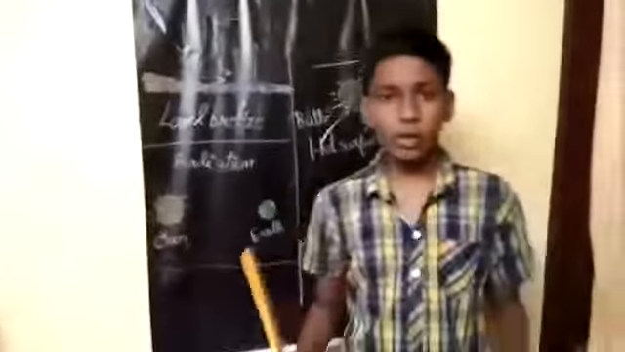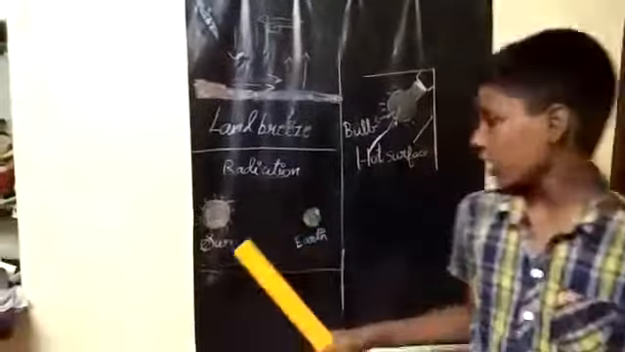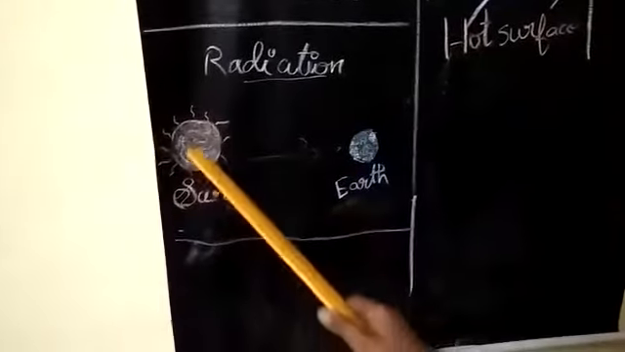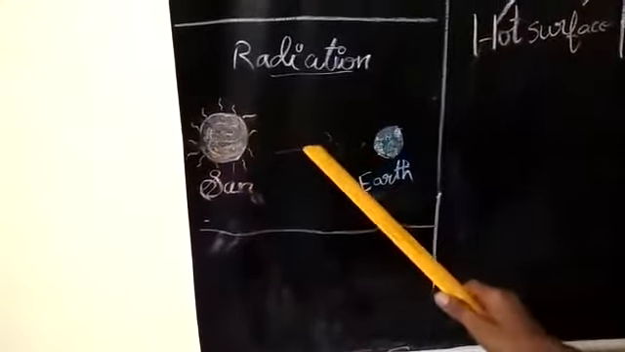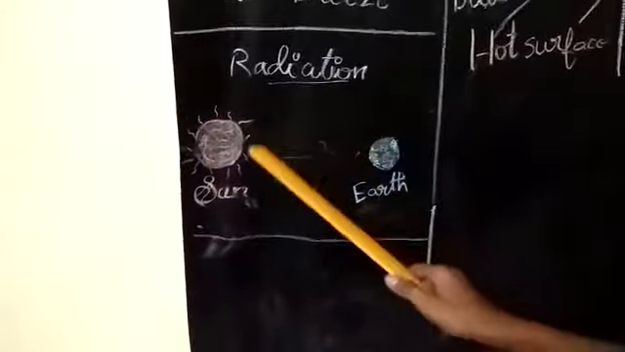Now we are going to see another example of radiation. Another example of radiation is our earth getting heat energy from the sun by radiation, because the sun is transferring heat energy to earth through a vacuum. Space is full of vacuum, but our earth gets heat energy from the sun. The reason for this is radiation.